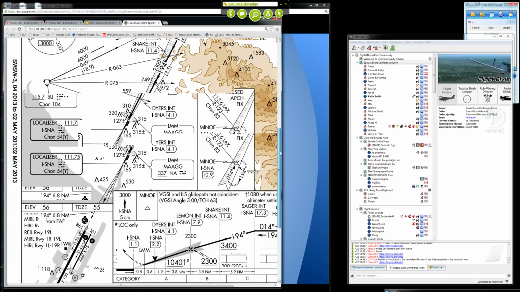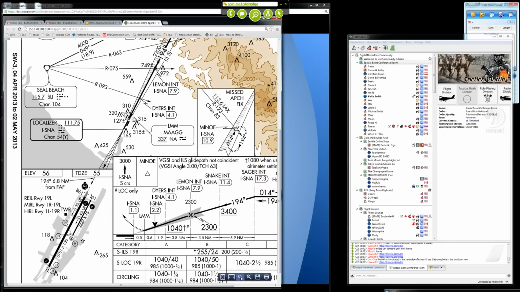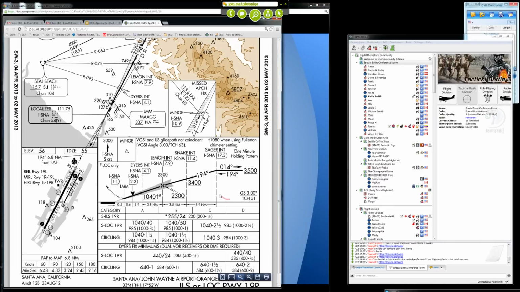Let's tackle the wonderful world of minimums. No doubt this is an intimidating part of the plate. Not very intuitive, but once you learn how it's structured, it's really not too bad.